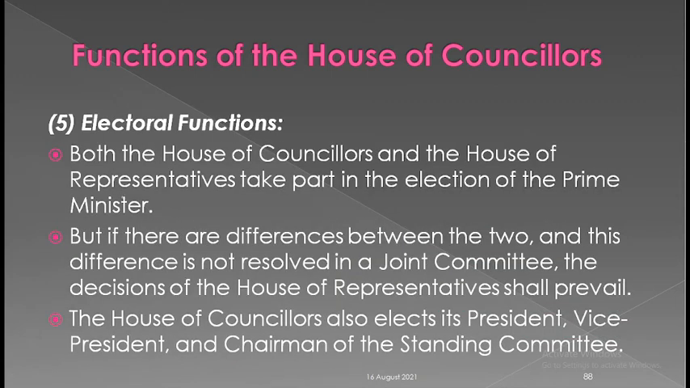About electoral functions, both the House of Councillors and the House of Representatives take part in the election of the Prime Minister. As soon as general elections are concluded, both the houses have to choose their Prime Minister. And again, if there are differences, a joint committee should be there, and if the joint committee cannot solve the deadlock, the opinion or decision of the House of Representatives shall prevail even in the case of the Prime Minister election. Apart from that, the House of Councillors also elects its President, Vice President, Chairman of the Standing Committee, and other officials.